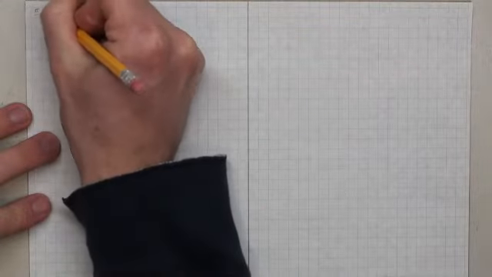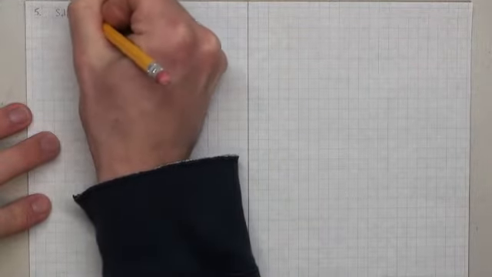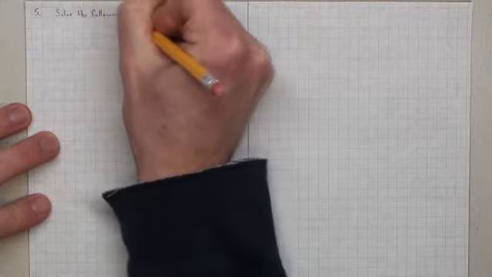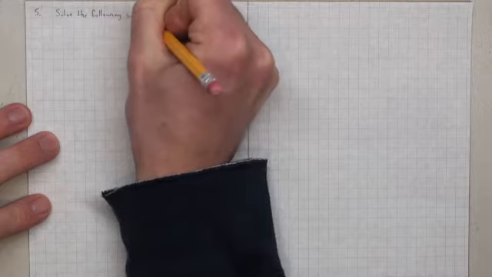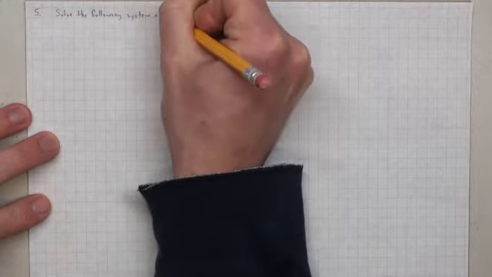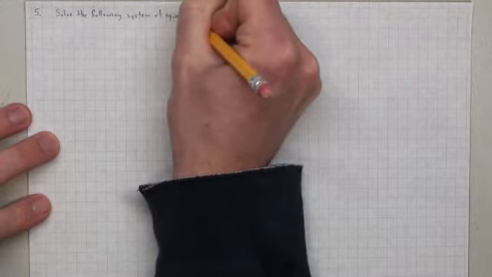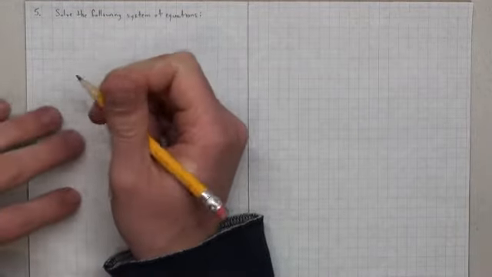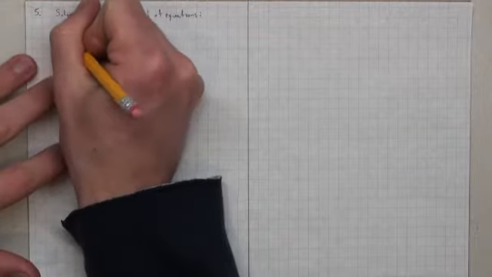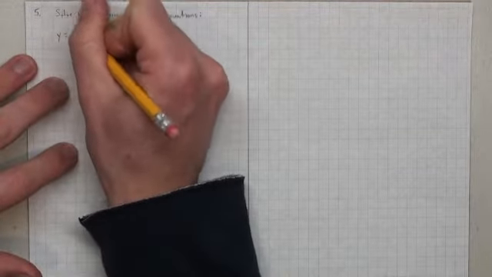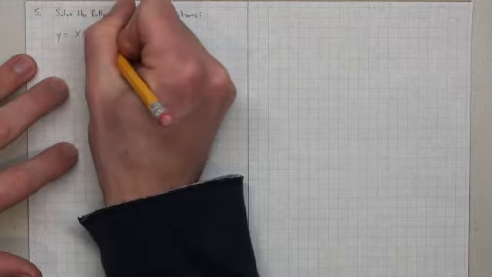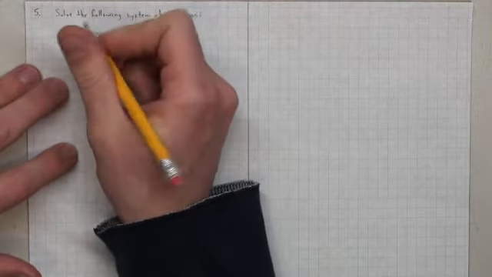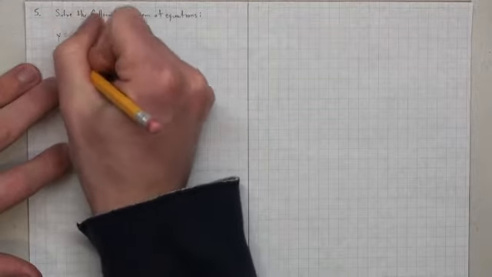Solve the following system of equations. Okay, and I have y equals x squared minus x minus 12, and I have y equals x plus 3.